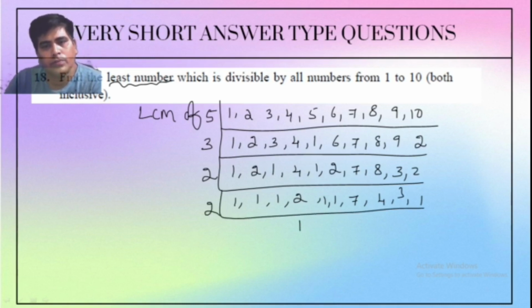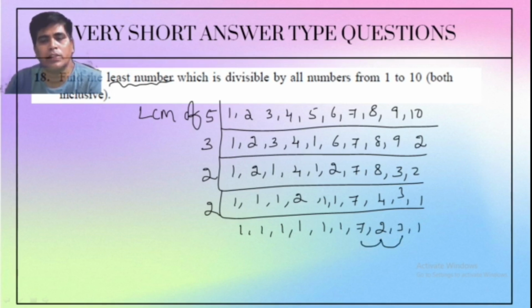So 2 ones are 2, 2 twos are 4. So 1, 1, 1, 1, 7, 3, 1. If you look at the last step, all these are prime numbers. 2 is a prime number, 3 is a prime number, 7 is a prime number. So we got all the prime numbers. No need to go further.